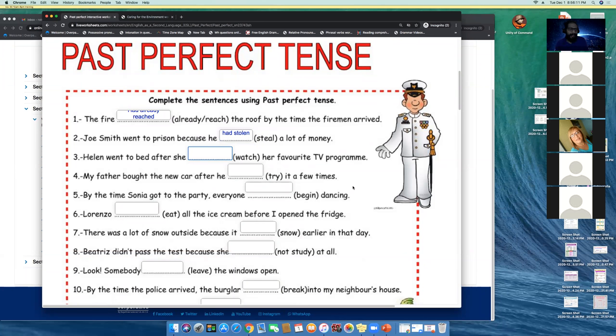Number three, Helen went to bed after she blank watched her favorite TV program. She had watched her favorite TV program. Okay. Well, that sounds pretty good also. My father bought a new car after he blank tried it a few times. He had tried it a few times. Like that? Yes. Okay. By the time Sonia got to the party, everyone blank begin dancing. Everyone had begun dancing. Begun dancing. I like the way that sounds.